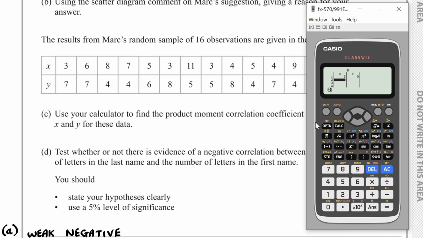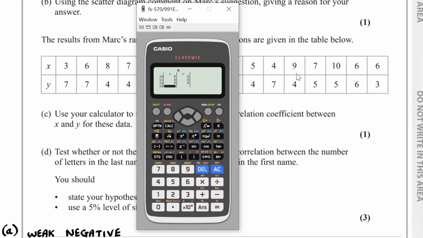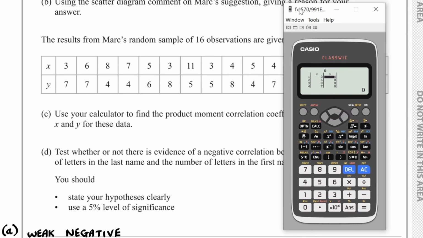We have 3, 6, 8, 7, 5, 3, 11, 3, 4, 5, 4, 9, and then we have 7, 10, 6, and 6. If we type in the corresponding Y values, we have 7, 7, 4, 4, 6, 8, and 5, 5, 8, 4, rather.